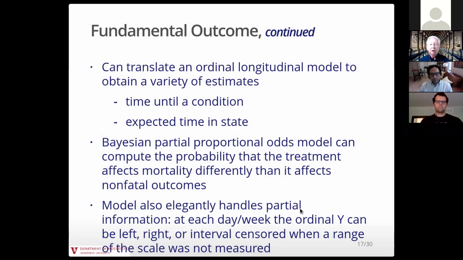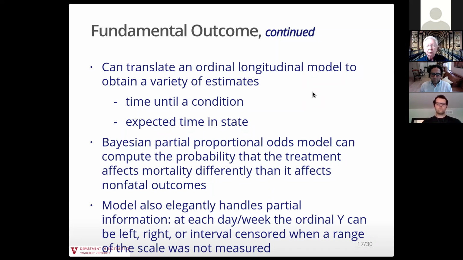So you can translate an ordinal longitudinal model to obtain all kinds of estimates that you're used to getting, such as time until a condition, like what's the expected time until hospitalization or MI or death? What is the expected time in a state? So you could say, what is the expected time in the hospital over the next 52 weeks? If you use a Bayesian model for this, the model that we favor is the proportional odds model, and you can extend that to what's called the partial proportional odds model.